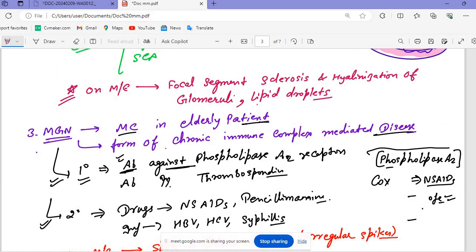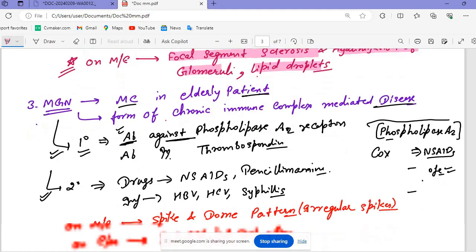On examination or microscopy, we see focal segmental sclerosis or hyalinization of the glomeruli, and there will be lipid droplets.